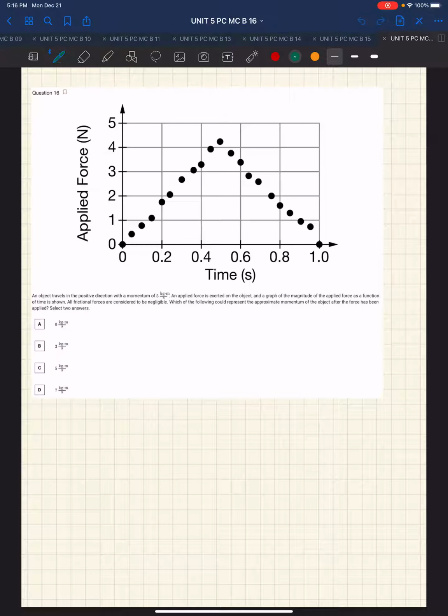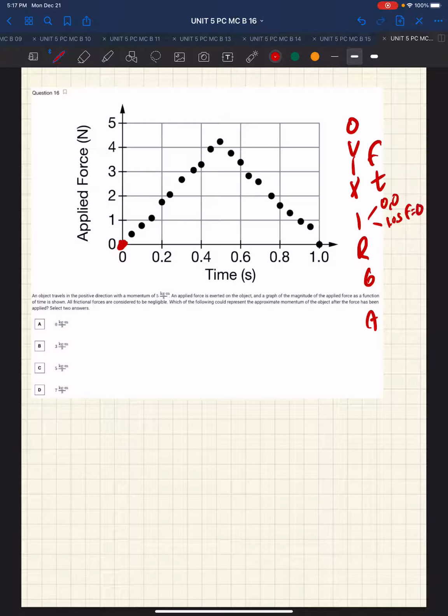So this question here, we have a graph. We'll start right off with our origin. There's our origin. Y-axis is force. X-axis is time. Intercepts, yes, there are two. There's a y-intercept at 0, 0. And there's an x-intercept at 1.0 seconds.